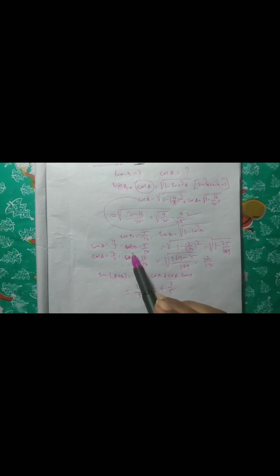Now we will put sin A plus B equal to sin A cos B plus cos A sin B. Now we will put the values: sin A 4 by 5 into cos B 5 by 13, plus cos A 3 by 5 into sin B 12 by 13.